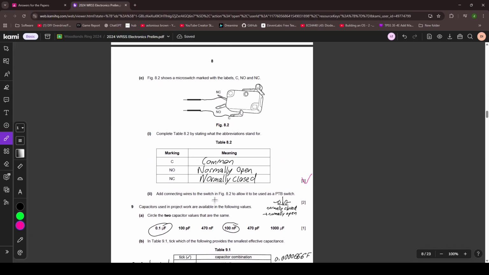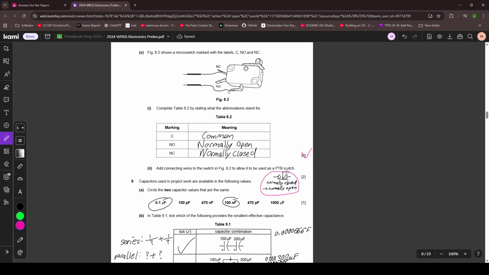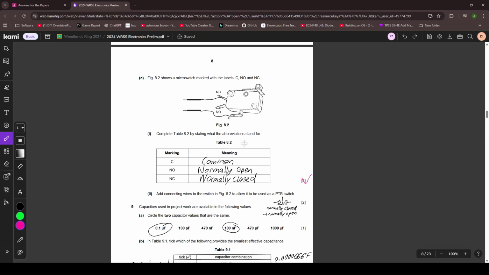Add connecting wires in this figure to allow it to be used as a push to break switch. So you didn't do it? Technically you don't get the mark because you have to draw it here, and I don't see a drawing.